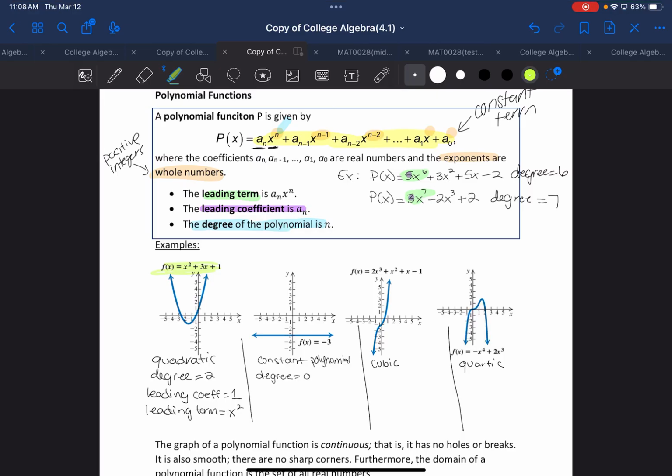And then the next one, since it's just f of x equal to a number, -3, this is called a constant polynomial. And the degree would be 0 because there is no variable term. So this could be written as -3 times x to the 0 power. Because what is anything to the 0 power? 1. Perfect. So that would just be -3 times 1. And the leading coefficient would just be -3. And the leading term would also be -3.